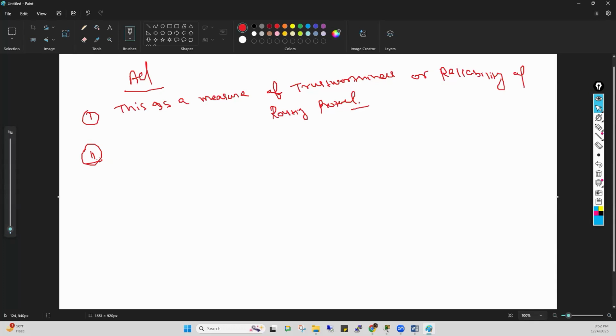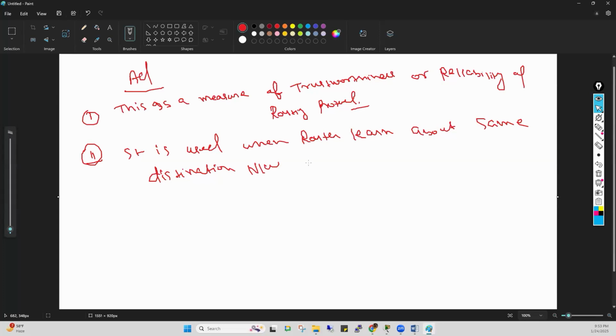So AD is a value. Please remember, AD is also a value. Now, one more thing you need to remember about the AD. It is used when the router learns about the same destination network from multiple routing protocols. That is very important: from multiple routing protocols. RP means routing protocol.